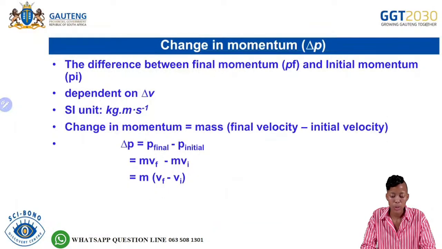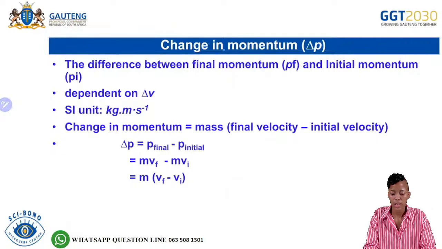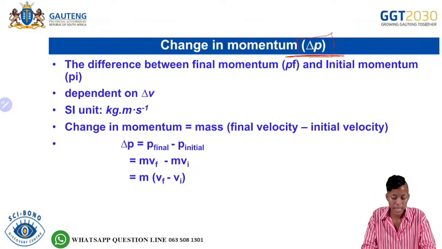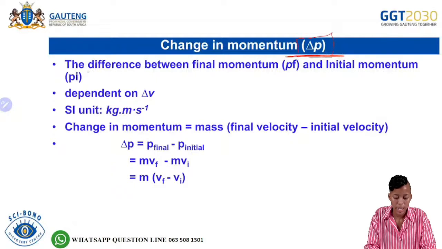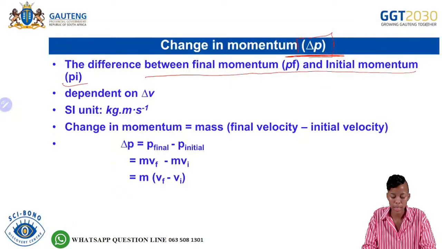Then next we are going to have a look at the change in momentum. So remember, momentum was only the letter P. But when we speak of the change, then we are going to have the symbol delta here and the letter P. Then it says it is the difference between the final momentum and the initial momentum. So how do you indicate your final momentum? You'll indicate it using Pf.